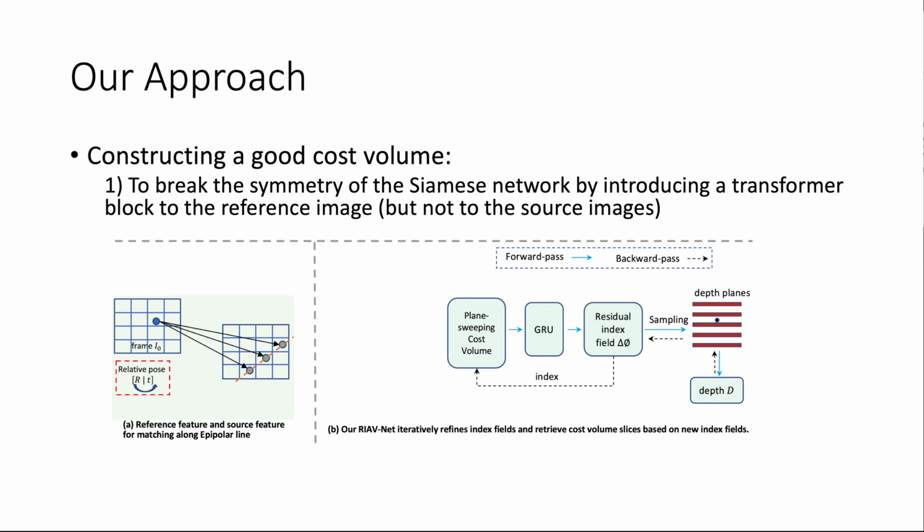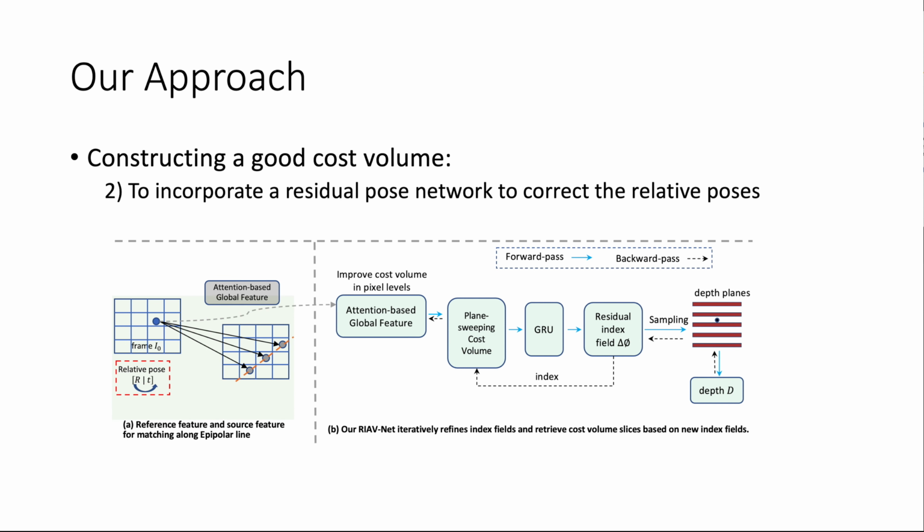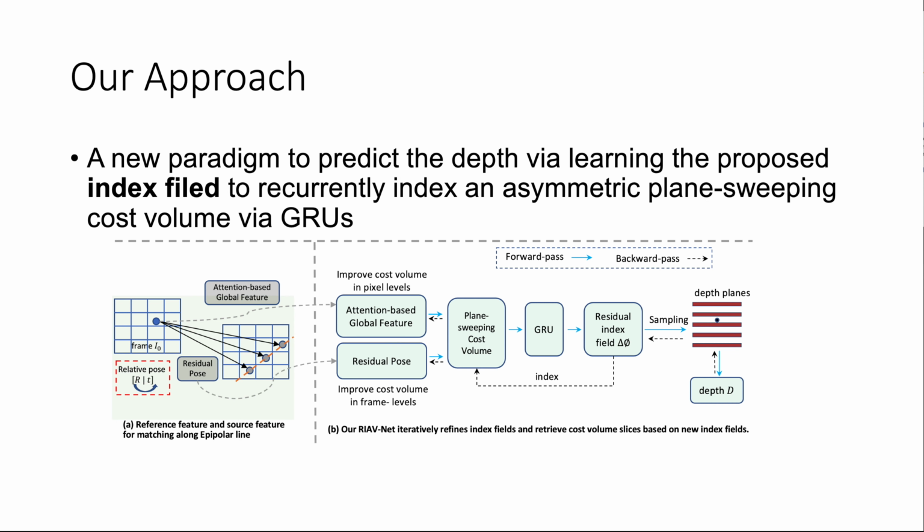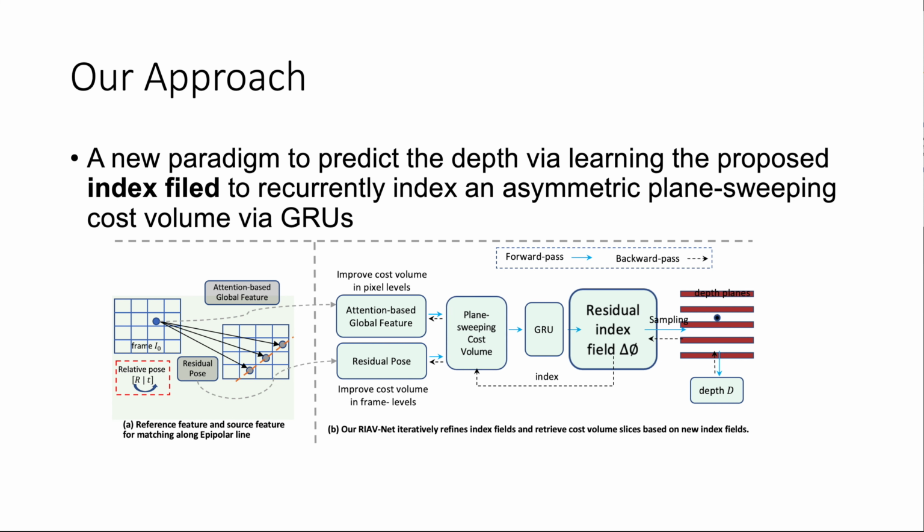First, we propose to break the symmetry of the Siamese network by introducing a transformer block to the reference frame. Second, we propose to incorporate a residual network to correct the relative pose. Third, as the most important contribution, we propose a new paradigm to predict the depth by learning to recurrently index the plane sweeping cost volume via GRUs.